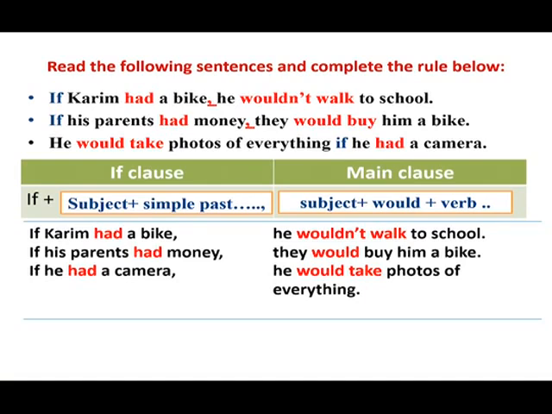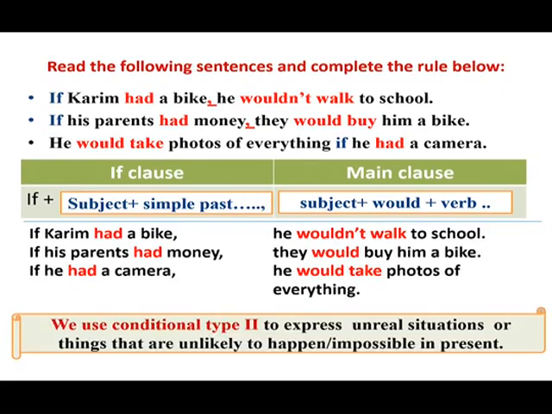Okay, so when do we use conditional type 2? If Karim had a bike, does Karim have a bike? No, he doesn't. So does he walk to school? Yes. So if he had a bike, he wouldn't walk to school. So we are imagining here an unreal situation. So we use conditional type 2 to express an unreal situation, something that is not real, the opposite of reality, or things that are unlikely to happen, or things that are impossible in the present.